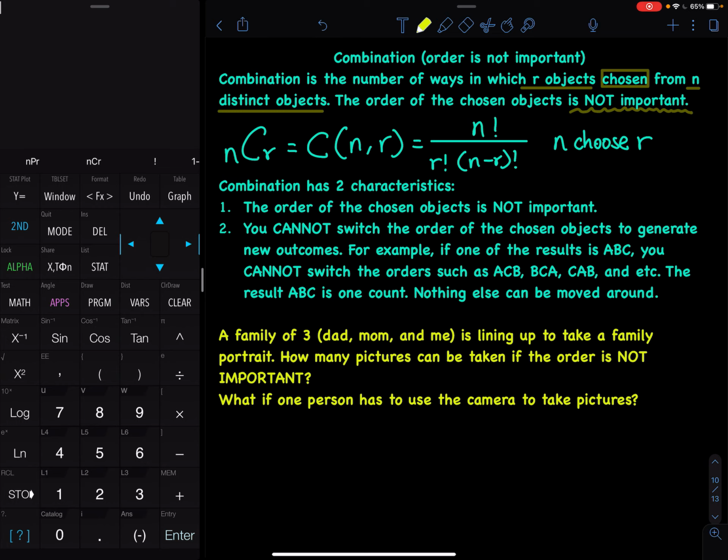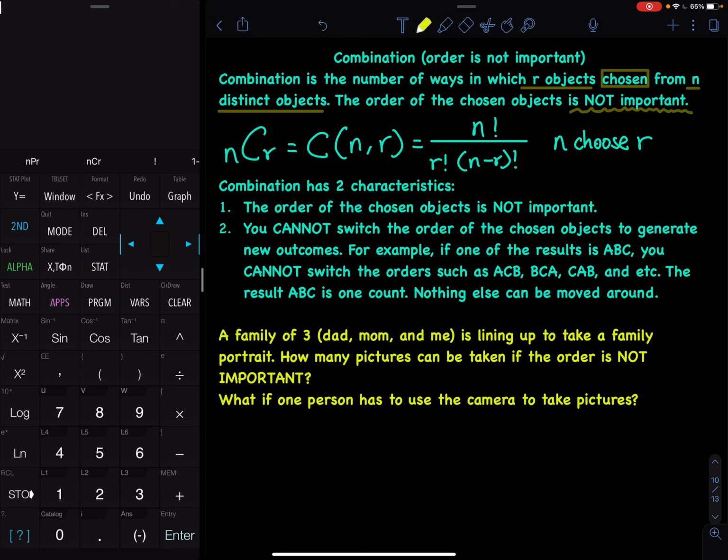You can write nCr, so that means n choose r, or C(n, r), which also means n choose r, or n factorial divided by r factorial times (n minus r) factorial. The difference between the combination and permutation formula is that in the permutation formula, there is no r factorial in the denominator, but there is an r factorial in the combination.